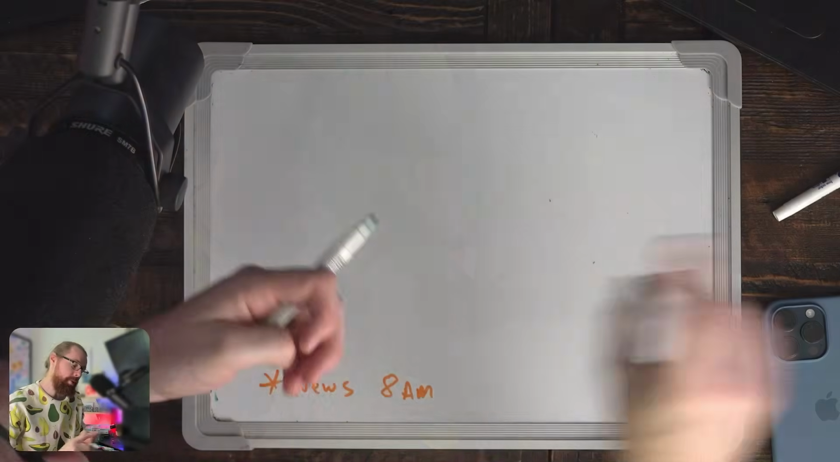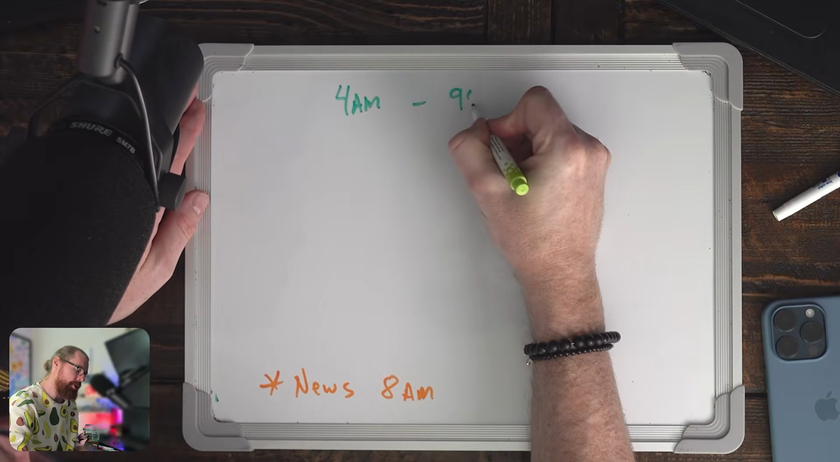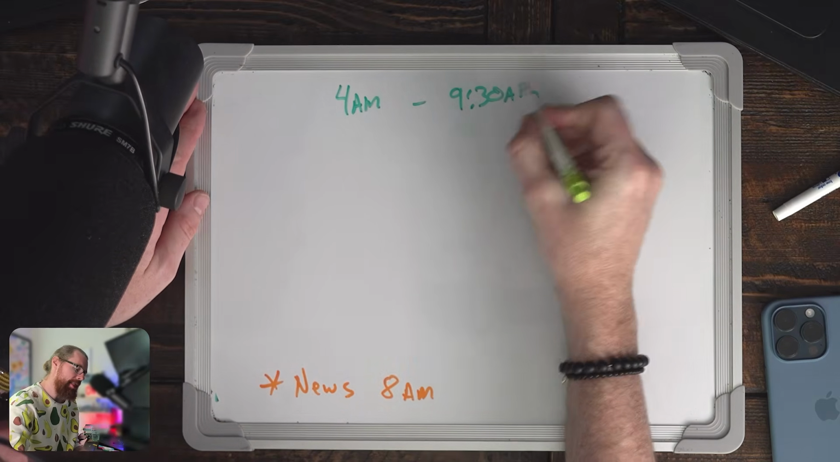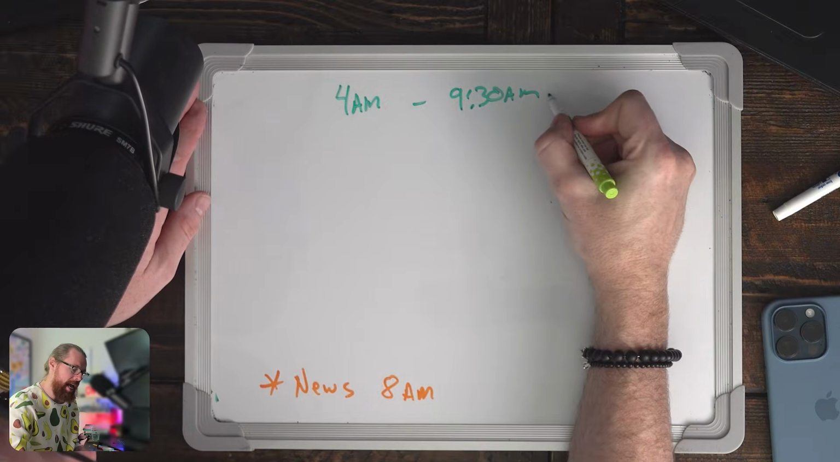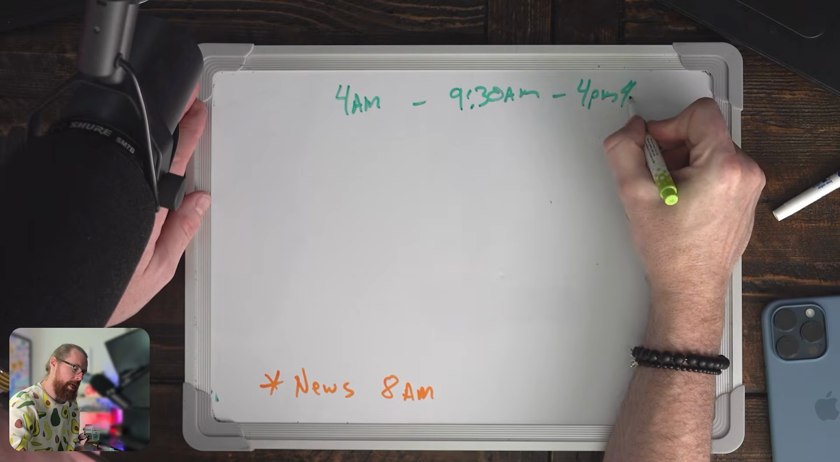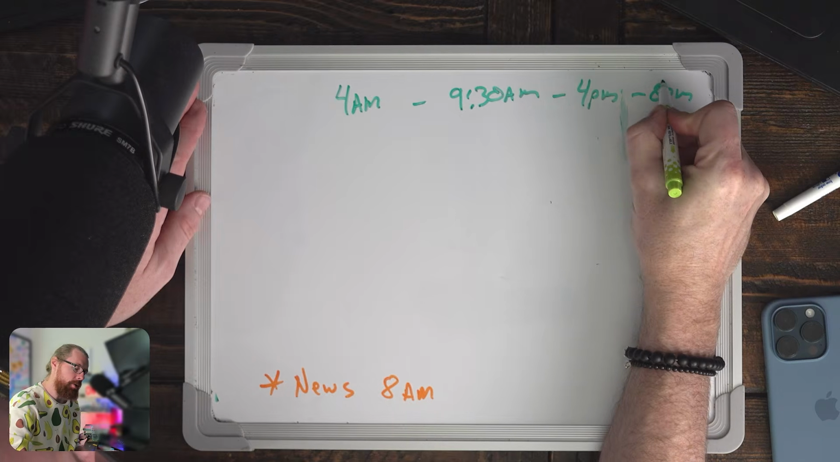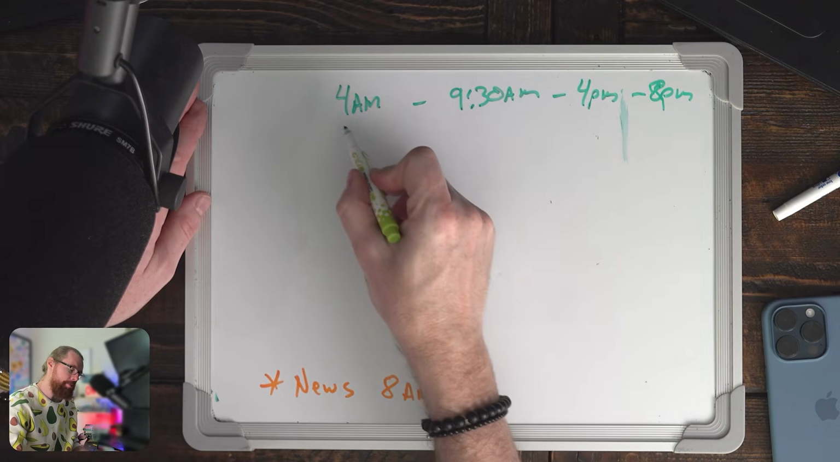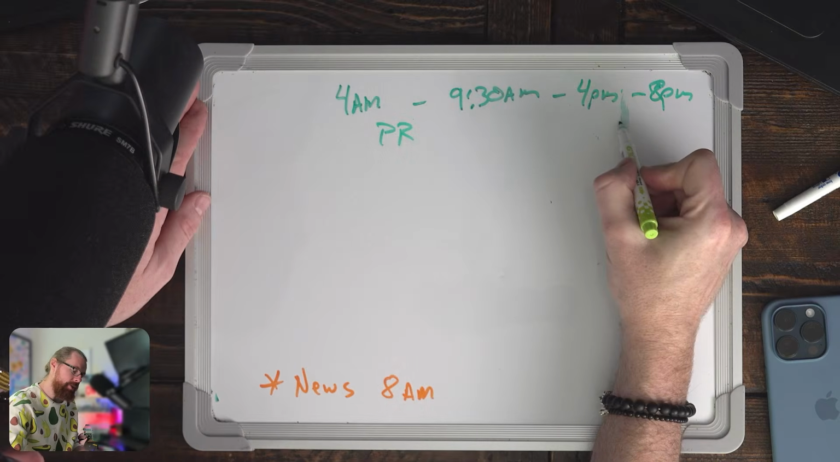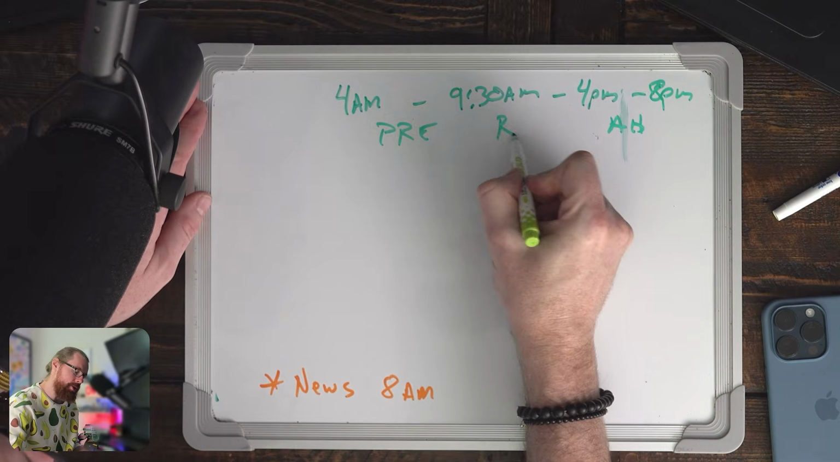Now, for those that are curious, you can trade. The U.S. stock market opens at 4 a.m. for pre-market trading that goes till 9:30 a.m. And then from 9:30 a.m. until 4 p.m. is regular session. And then 4 p.m. to 8 p.m. is after hours. So most brokers will allow you to trade both pre-market and after hours, in addition to regular hours right here.